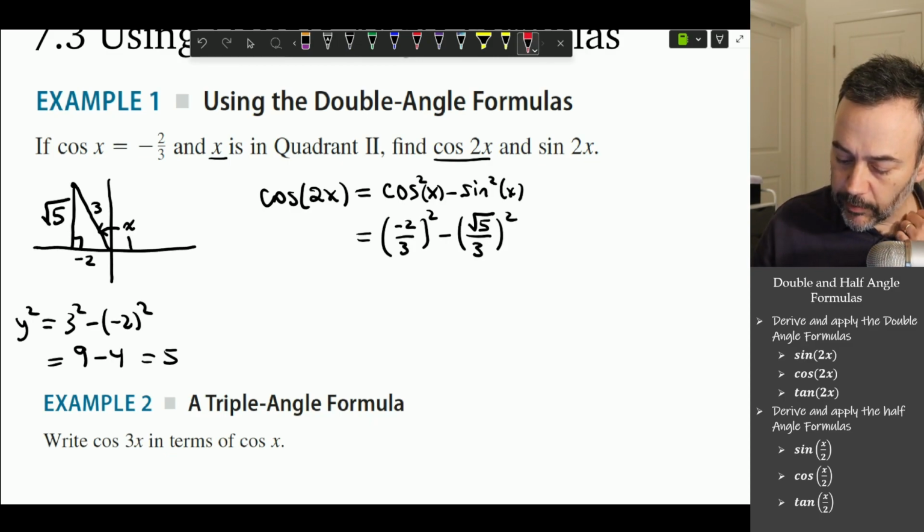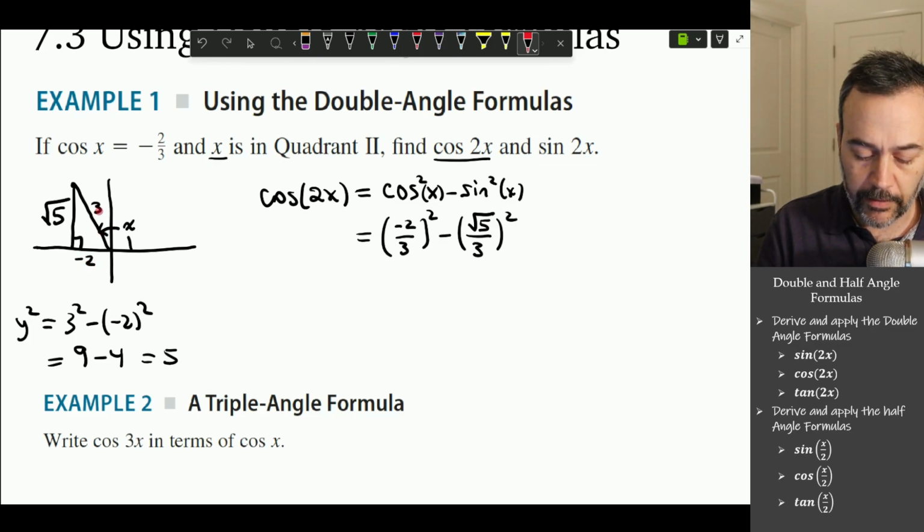And just to really emphasize that, we're squaring cosine of this angle x. Here's the angle x. Cosine of it is -2/3, so I just put it in here and square it. Sine of x is opposite, or the y-coordinate over the radius, √5/3, so I put it in here and square it. That's it. And I just bring this together.